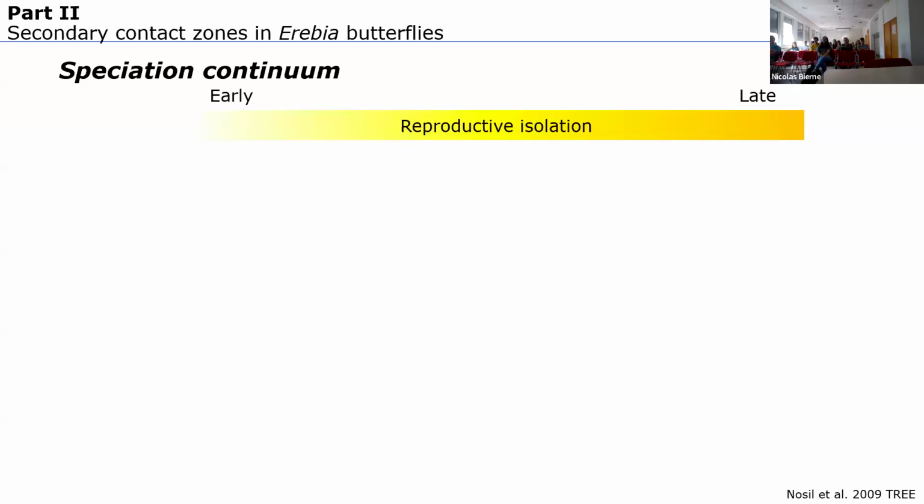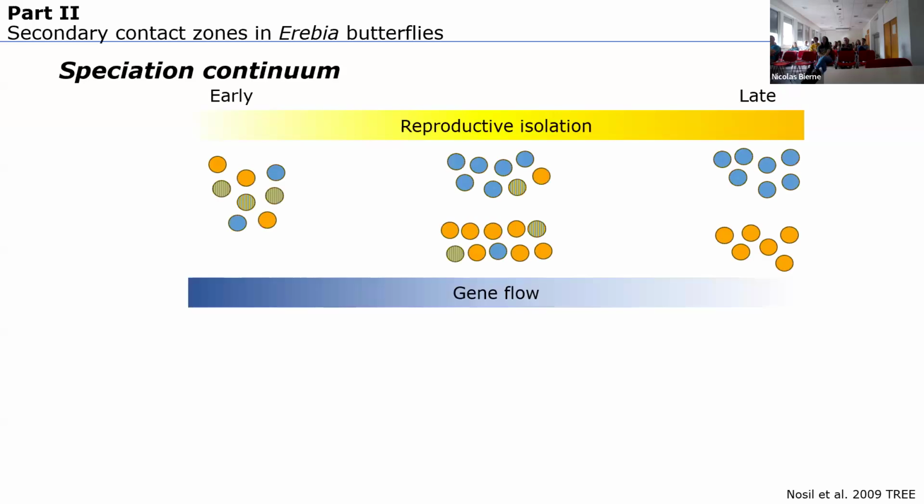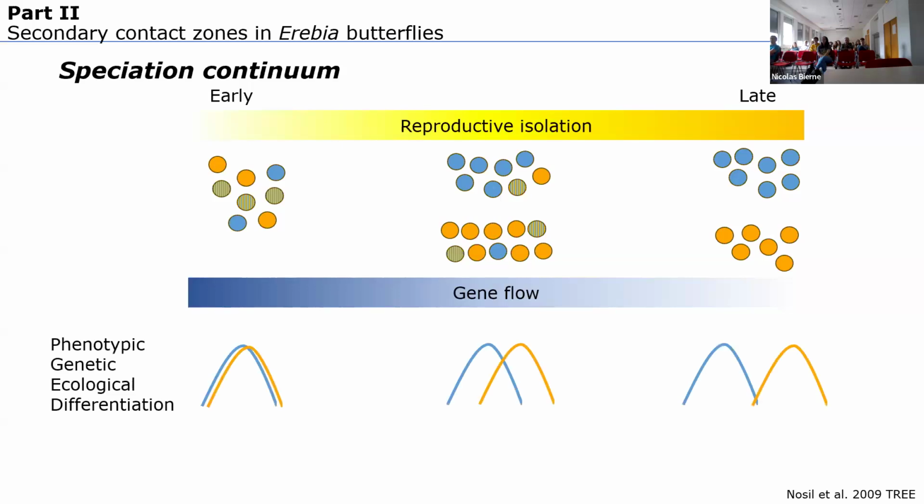Talking about speciation as a process, we can think of it as a continuum. Starting with an early stage, where you have little reproductive isolation, to the late stage, where you have complete reproductive isolation. Similarly for gene flow, beginning with a lot of gene flow, hybrids, etc. At the end, we should hopefully have totally isolated species. And along this continuum, we can also imagine increased phenotypic, genetic, and ecological differentiation, which could help us to identify potential barriers.